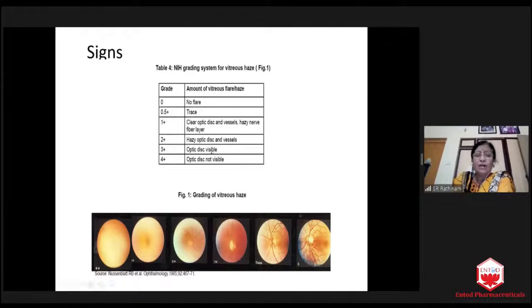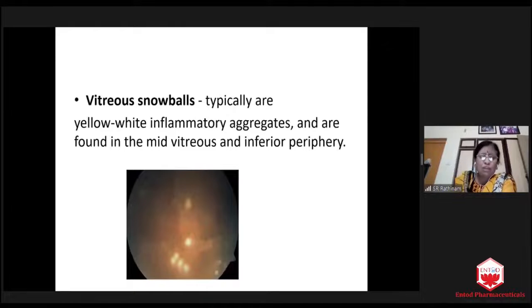And according to our Nussenblatt classification, they may have zero cells or trace cells where you will be seeing even the nerve fiber layer. In 1+, you will not see the nerve fiber layer. In 2+, even the vessels are seen faintly. In 3+, you will see the disc faintly. In 4+, you will not see anything. So all these things are seen in intermediate uveitis of any age. And snowballs look like this.